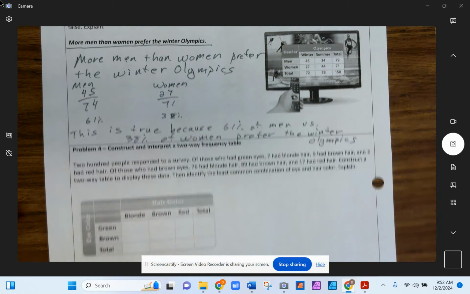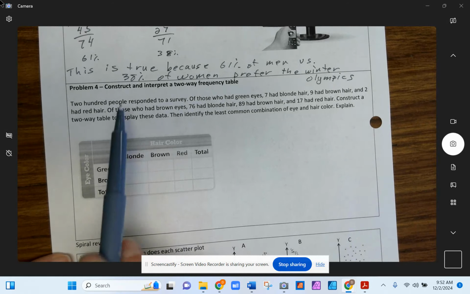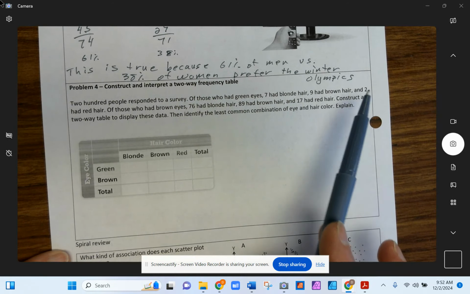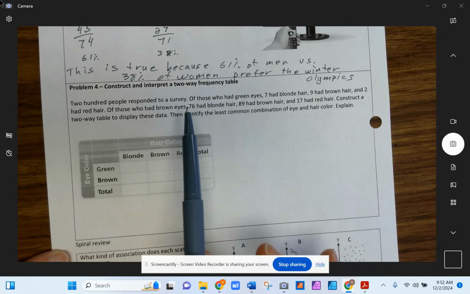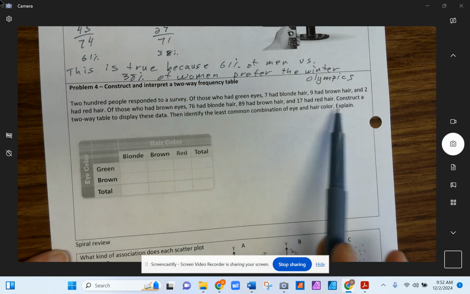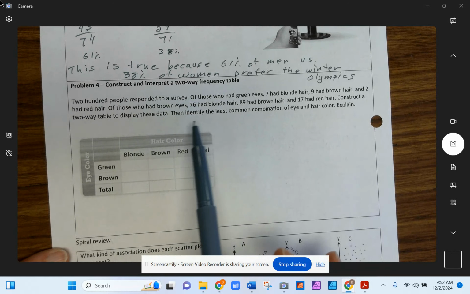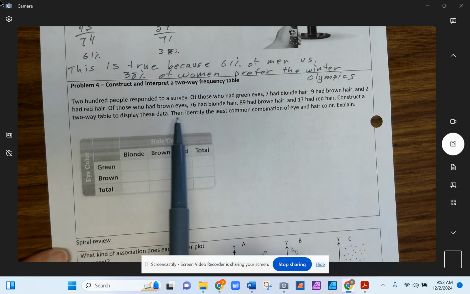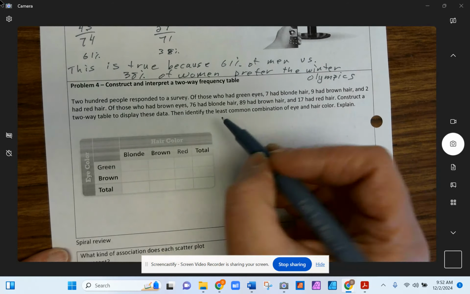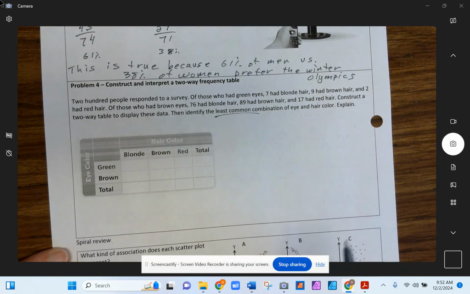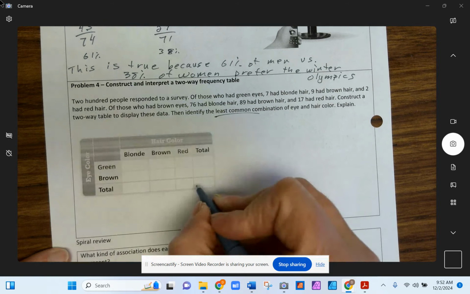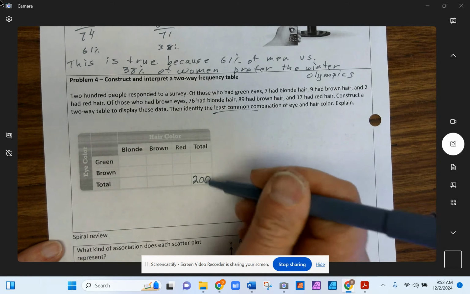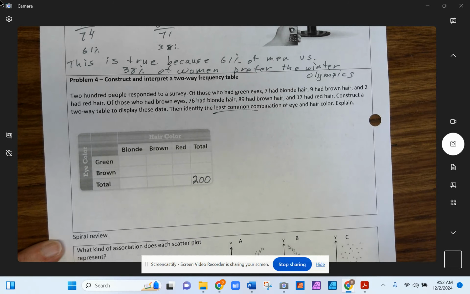All right, construct and interpret. 200 people responded to a survey. Of those who had green eyes, 7 had blonde hair, 9 had brown hair, and 2 had red hair. Of those who had brown eyes, 76 had blonde hair, and so on. Construct a table to display these data. Data is plural. Then identify the least common combination of eye and hair colors, okay? So 200 people, that's how many people were surveyed, so that's always going to go in the lower right corner of these tables.